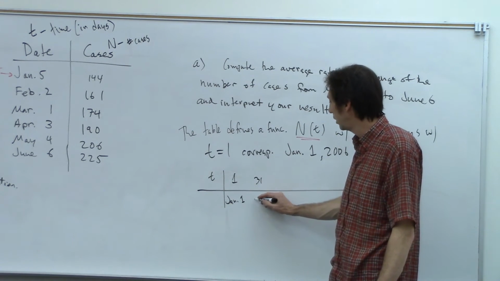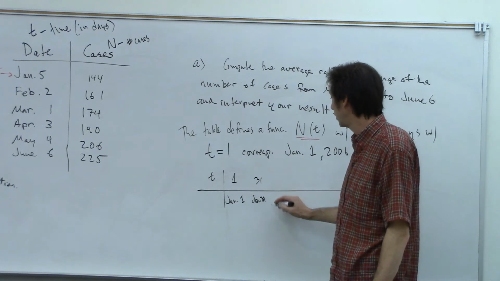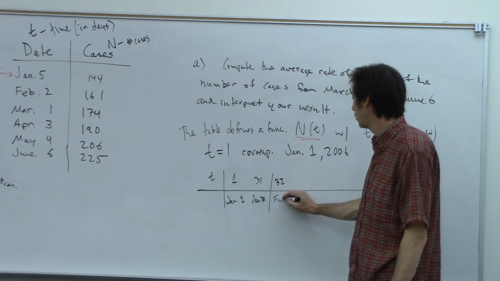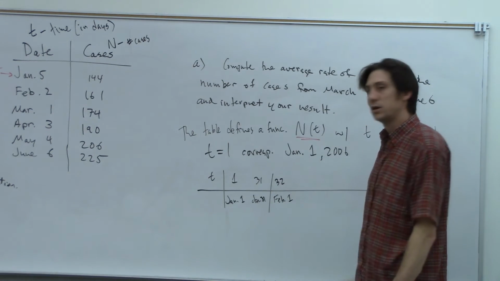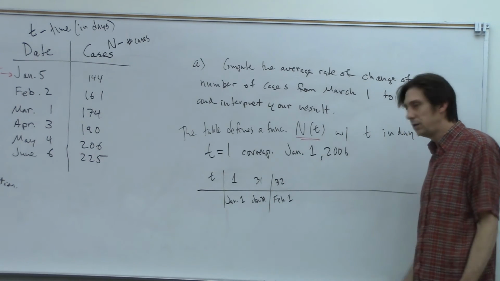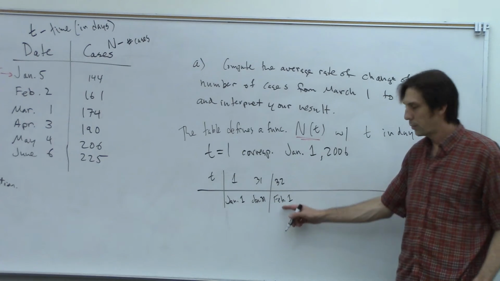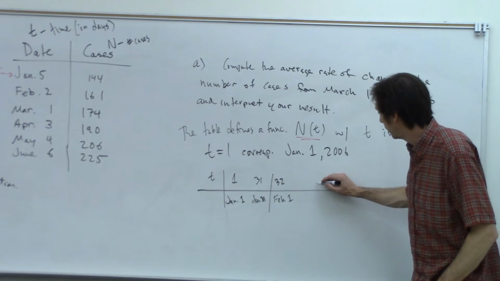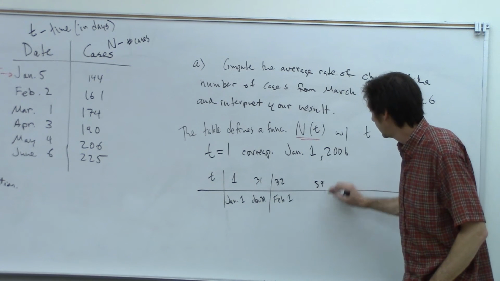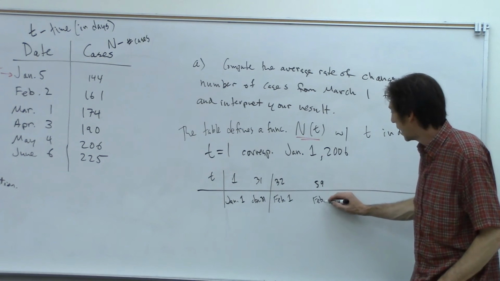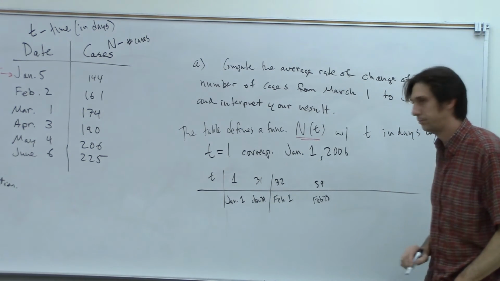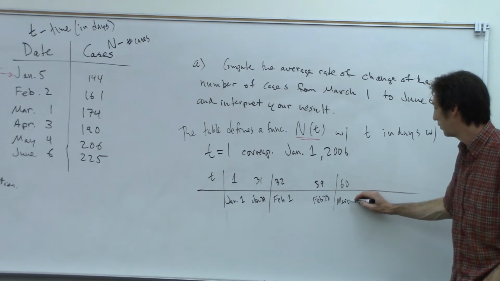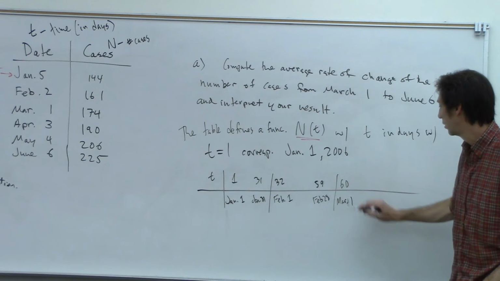31, right, would be January 31. Let's see, 32 would be February 1. 2006 was not a leap year, and so February has 28 days. 31 plus 28 is 59. All right, and so 59 is February 28. 60 then is the T value for March 1st.